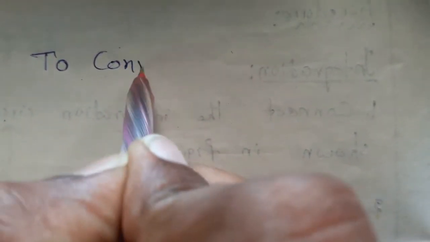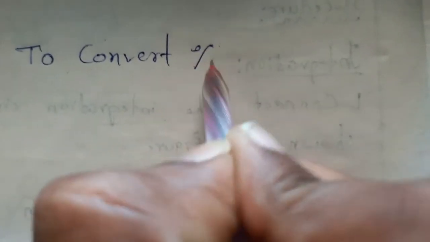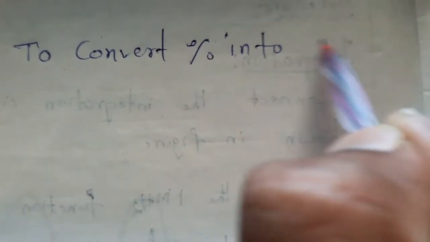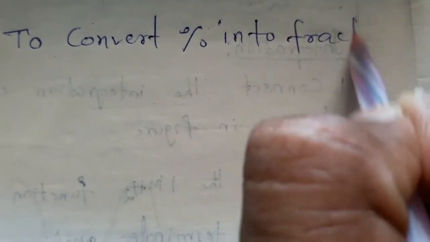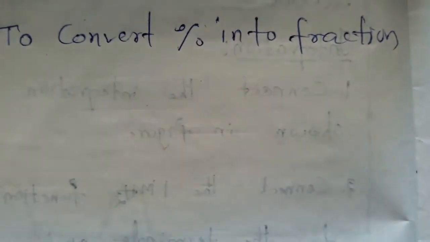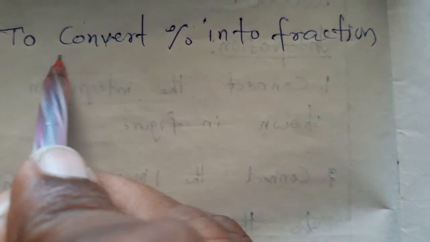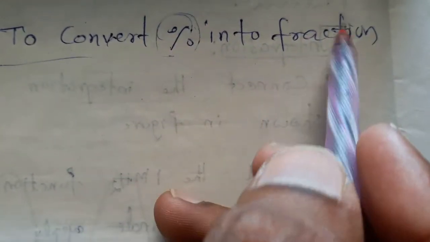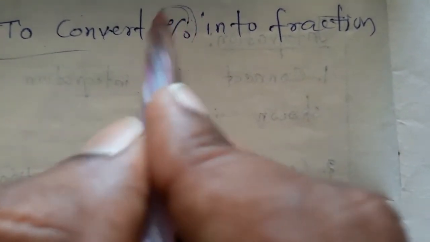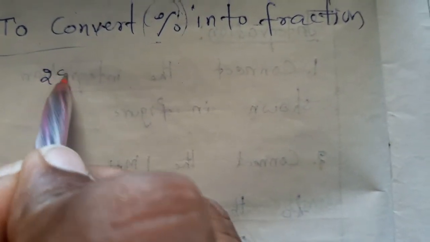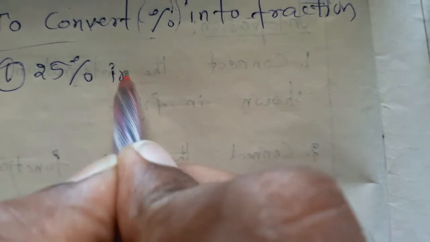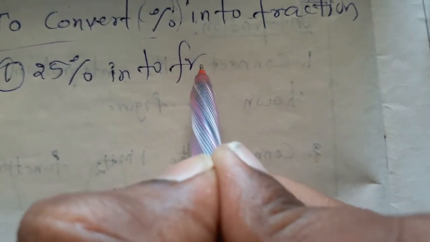Now, to convert percentage into fraction. Are you understood? Conversion of a percentage into a fraction. In the last class we discussed conversion of fraction into percentage. Now in this class we are going to discuss conversion of percentage into fraction. Suppose, see, 25% into what? Fraction, isn't it?